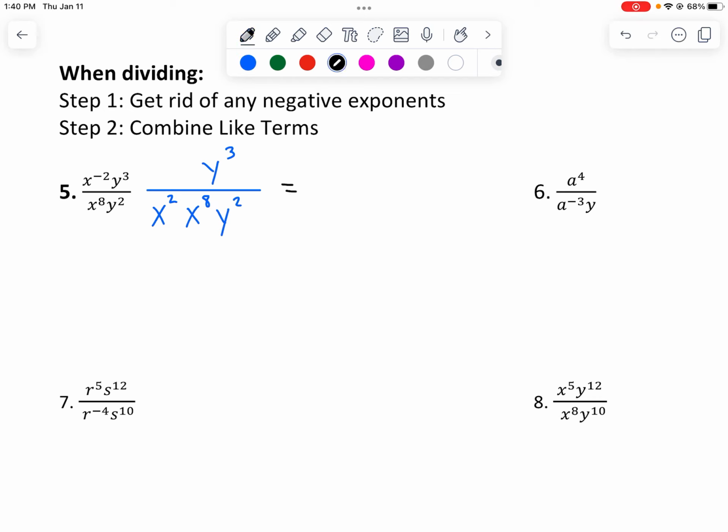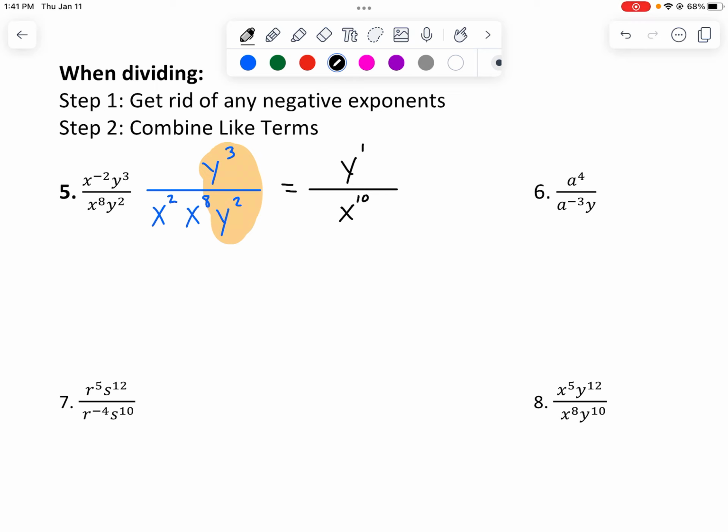So now let's check out our like terms. I have x to the second and x to the 8th, both on the bottom of the fraction. Those are being multiplied. So I have to add. That's x to the 10th. For the y's, I have y cubed and y squared. More y's are up top. 3 minus 2 is 1.